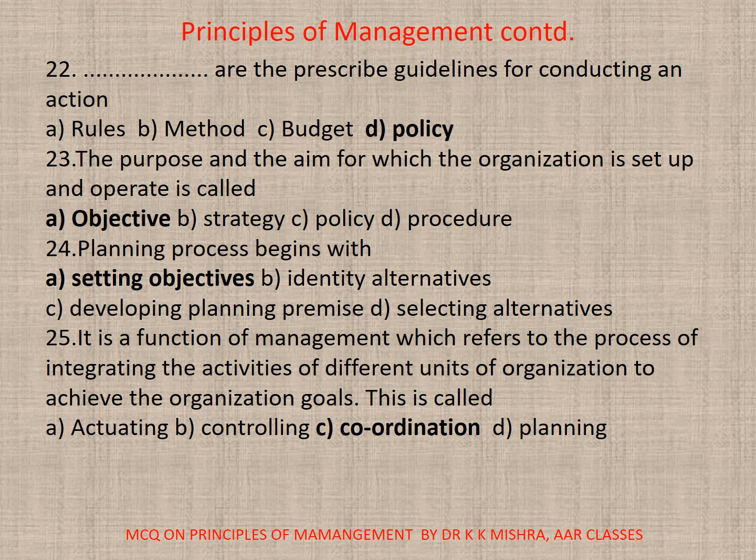Policy. 23. The purpose and the aim for which an organization is set up and operates is called A. Objective, B. Strategy, C. Policy, D. Procedure. So correct option is A. Objective. 24. Planning process begins with A. Setting objectives, B. Identify alternatives, C. Developing planning premise, D. Selecting alternatives. Correct option is A.